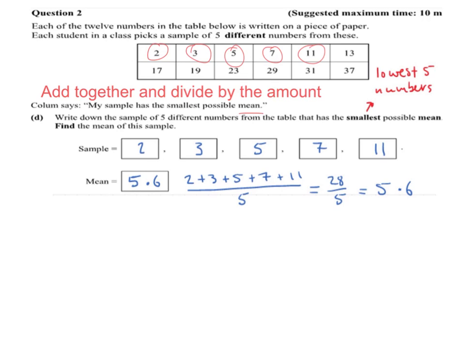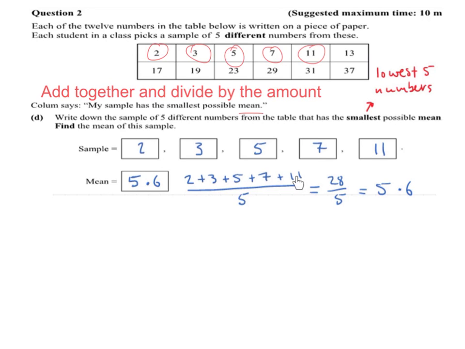5 numbers. If we had an extra number here, making it 6, we would have divided by 6. If we had 7 numbers in total, we would divide by 7. If we had 8 numbers in total, we would divide by 8. If we had 9 numbers in total, we would divide by 9, and so on. So we have 1, 2, 3, 4, 5 numbers, so we divide by 5.